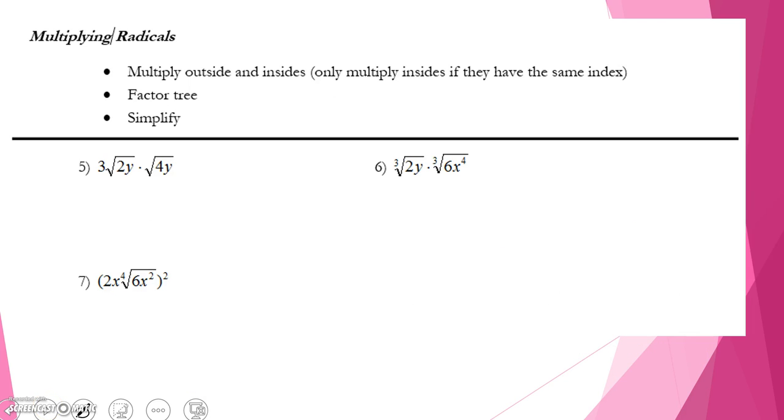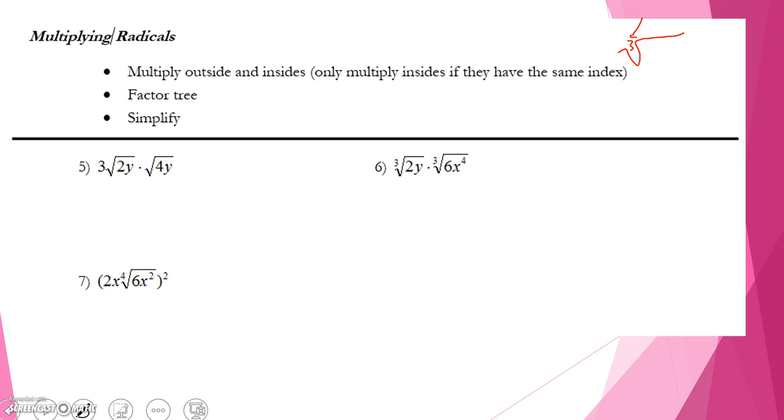Next, we're going to learn how to multiply. So it's pretty similar to simplifying, but the first thing you do is you multiply outsides and insides. And that means the outside of the radical and inside of the radical. And you only multiply the insides if they have the same index. What an index is, that's the square root, cube root. So the index is the number that lives right there. Then you factor tree and simplify just like before.